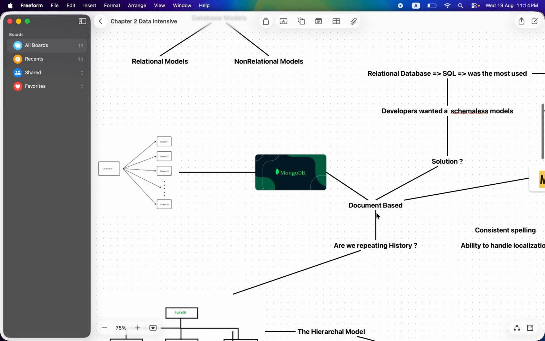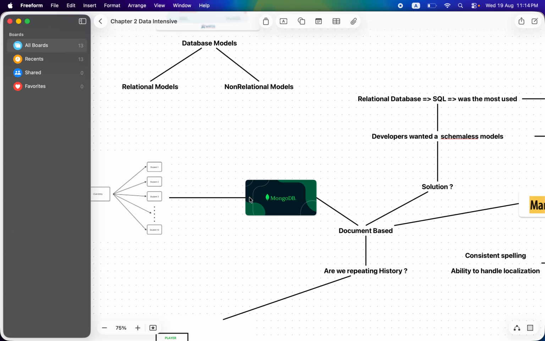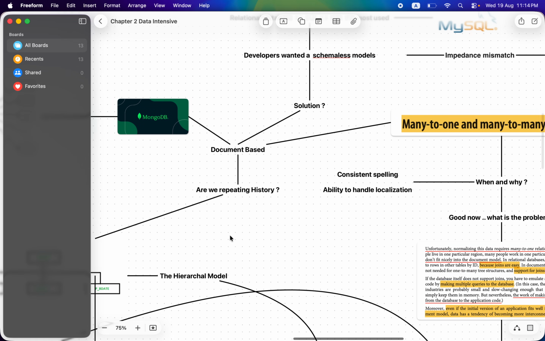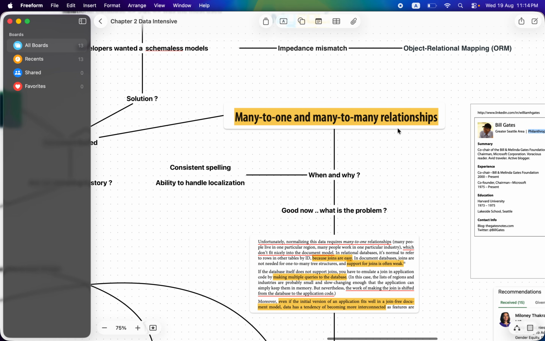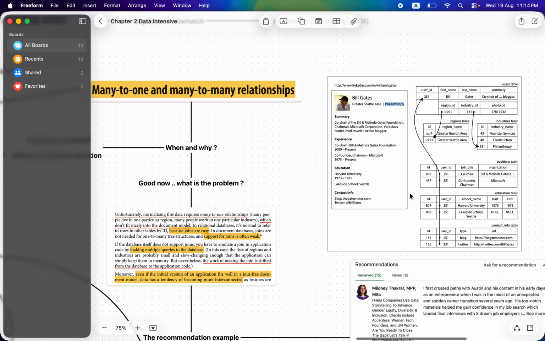Okay, the document based model is just JSON typed, like MongoDB, the most used one, which is usually good with one-to-many relationships and one-to-one. Okay, then it mentioned the many-to-many relationships. When and why do we need them? And to know that, it mentioned this example.